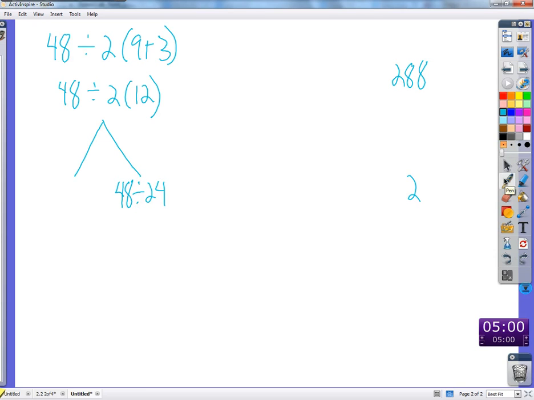So either you multiply these together first, because that's just maybe how you feel like doing it, or maybe that's how you were actually taught to do it. Or you do 48 divided by 2 first and get 24 times 12. If you do it this way, you get 288. If you do it this way and you divide 48 by 24, you get 2.